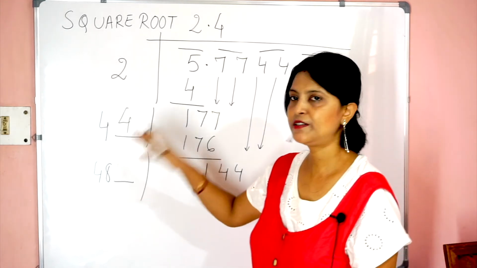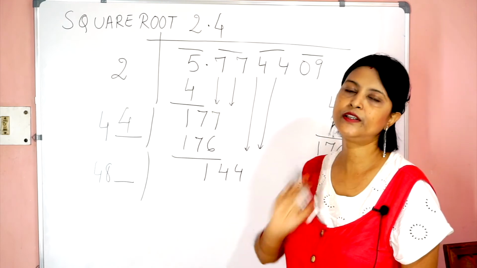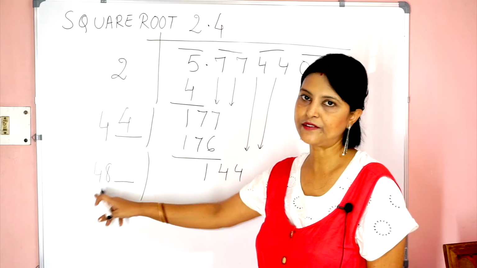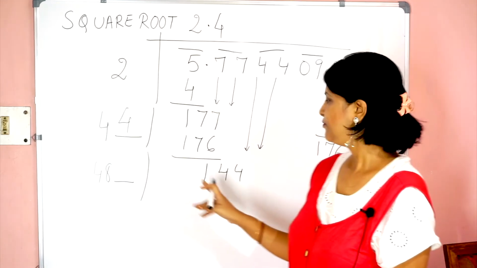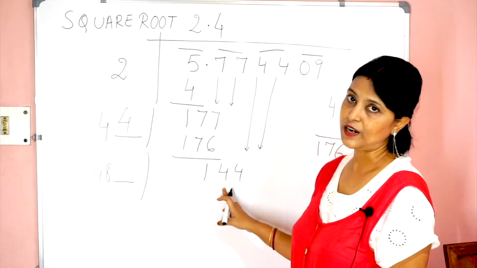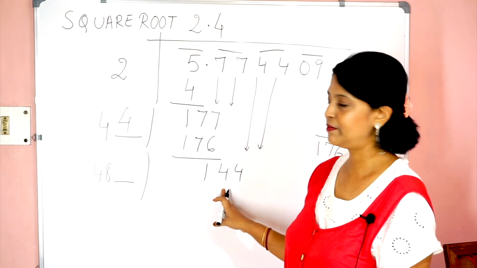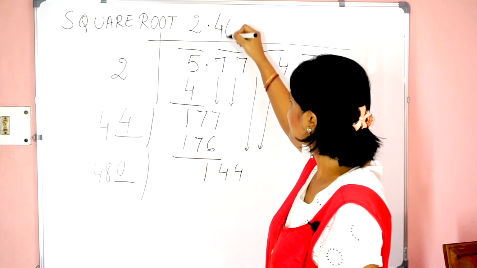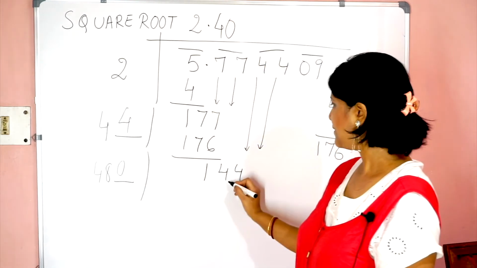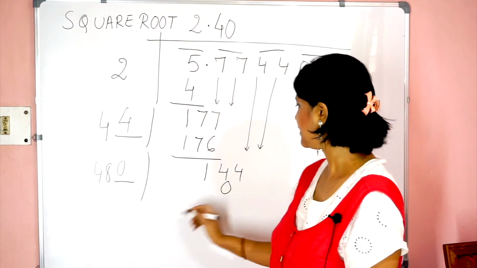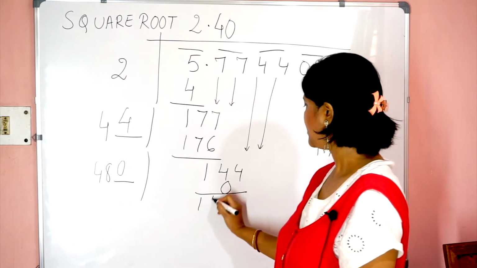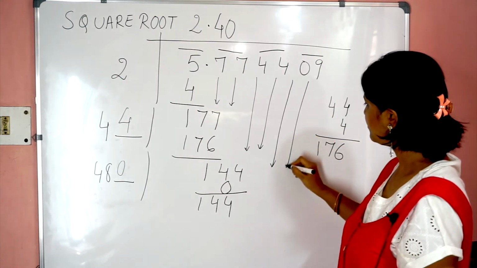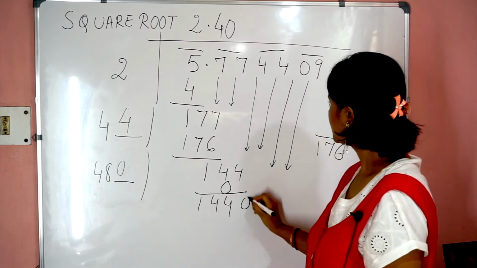But this 3-digit number starts with 1, which is less than 4. So this empty place now cannot be filled with a digit greater than 0, because even if I write 1 here, 481 multiplied by 1 will give me a value greater than 144. That will not be possible, right? So let us put 0 here, and in the quotient also let us put 0. That means 0 multiplied by 480 gives me 0. So the remainder is again 144 now, and the remaining 2 digits will come down, that is 0 and 9 comes down.